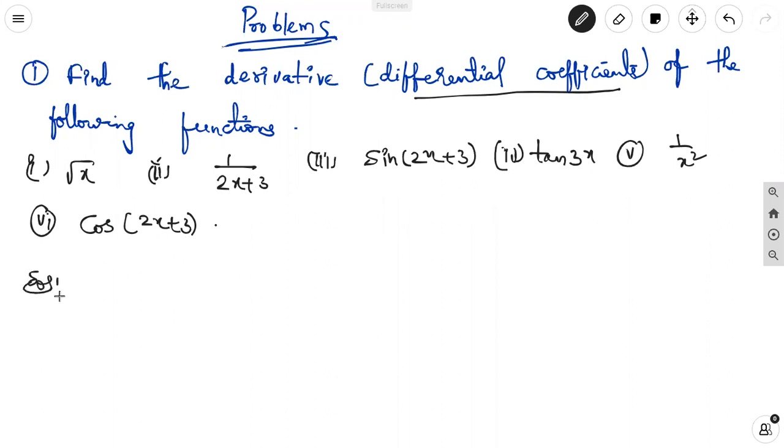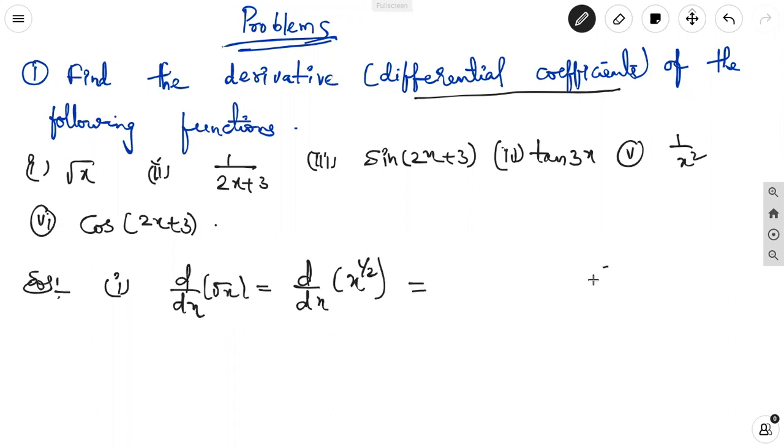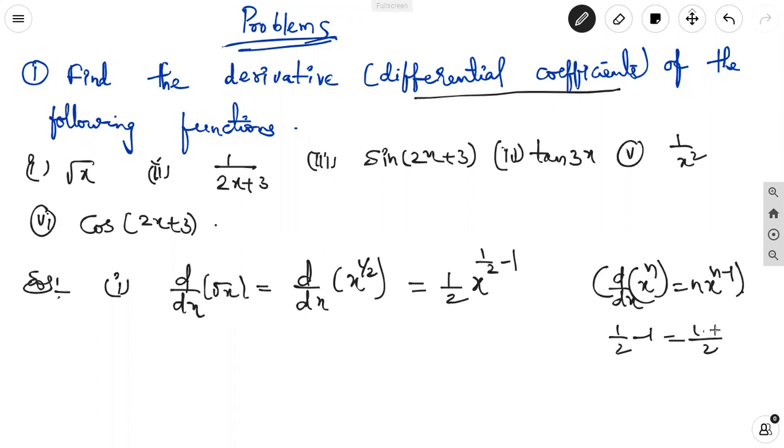In this, the first one, d by dx of root x, is equal to d by dx of x power 1 by 2. Why? Because root x means x power 1 by 2. We use the formula d by dx of x power n equals n into x power n minus 1. So what is n here? It is 1 by 2 x power 1 by 2 minus 1. Taking the LCM, 2 is the LCM, 1 minus 2 equals minus 1 by 2.